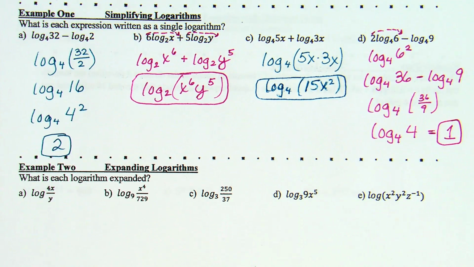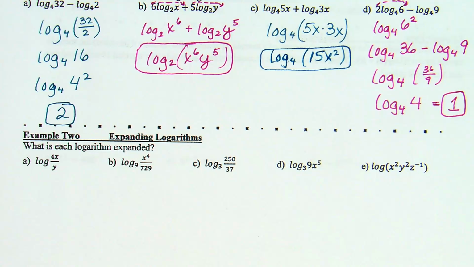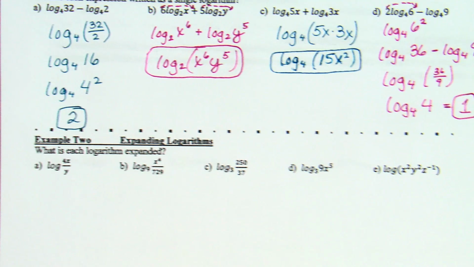So as we look at A here, log of 4x over y. Thoughts on how I can start this? My question is, what do you see in that log? I see a 4x over y. That's the quotient. You're seeing a fraction or division, and there's no number. So we can talk quotient here.